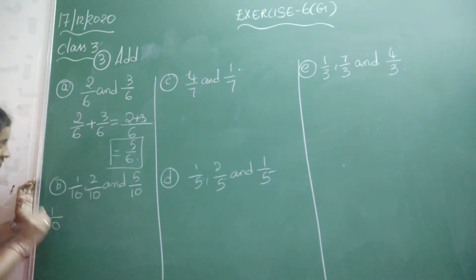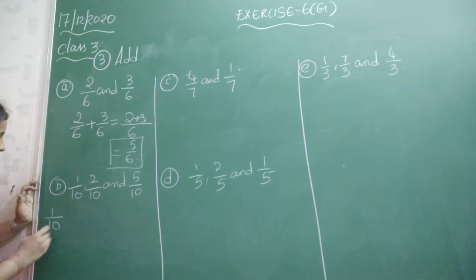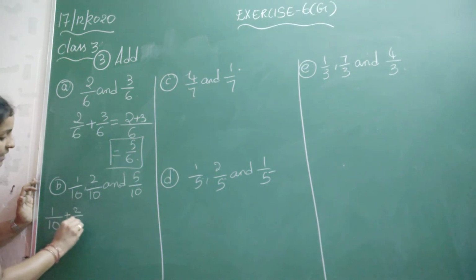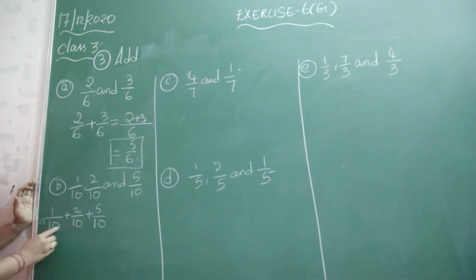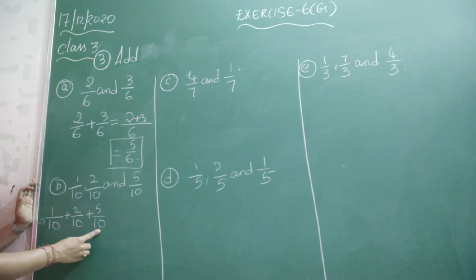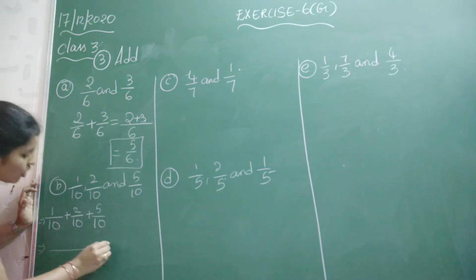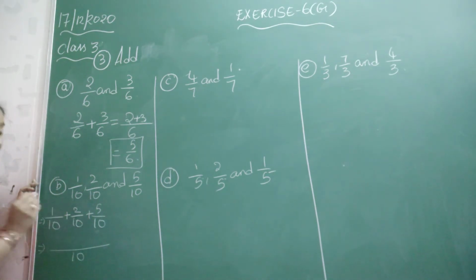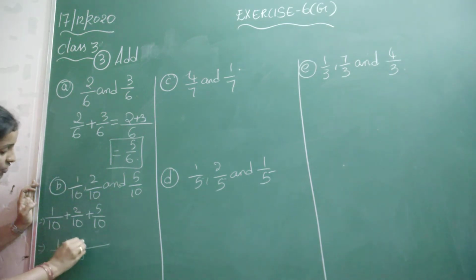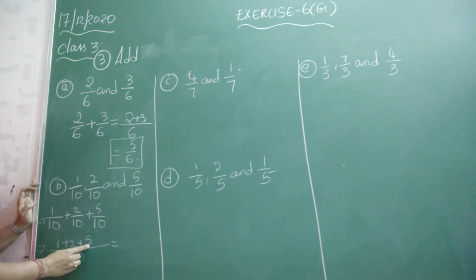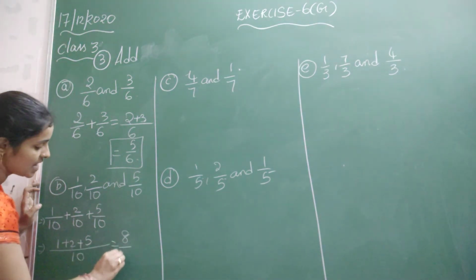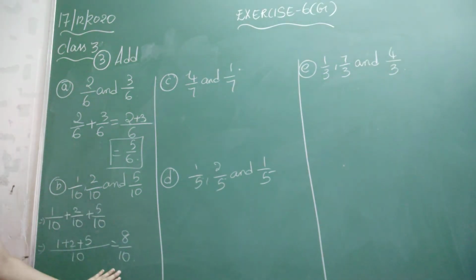What we need to do? We need to add all these numbers. That is 1 upon 10 plus 2 upon 10 plus 5 upon 10. If you observe, here also we have 3 fractions where these 3 fractions have the same denominator. If you have the same denominator, write the same number as it is. Add the numerator value, that is 1 plus 2 plus 5. 1 plus 2 is 3. 3 plus 5, how much is that? 8. 8 by 10 is the required answer.